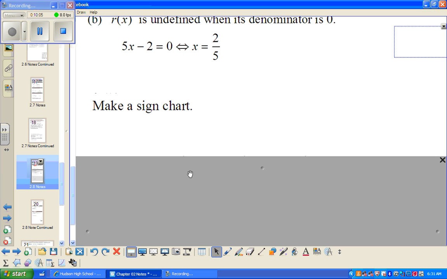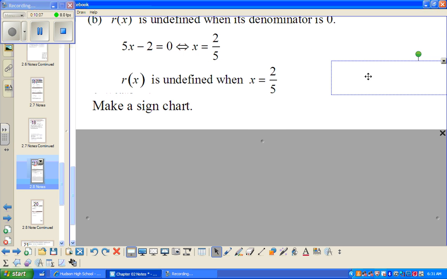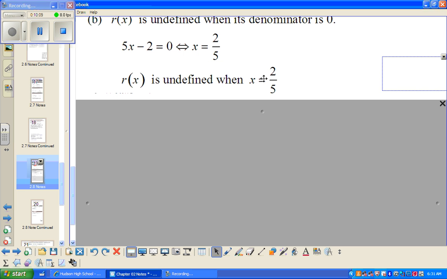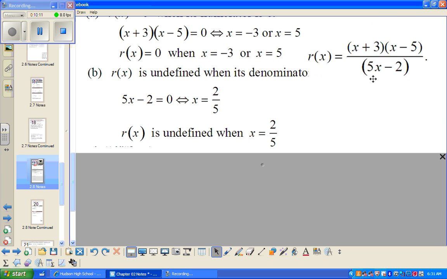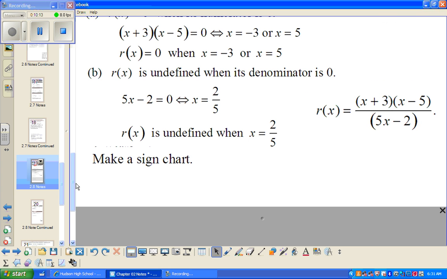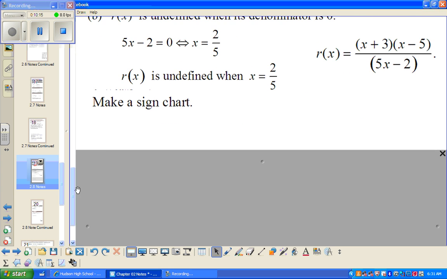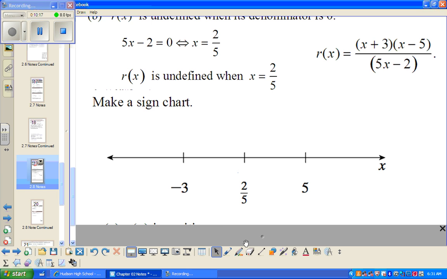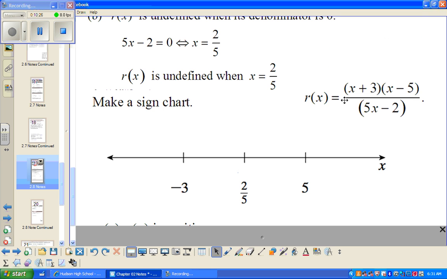Well, I'd like you to make your sign chart again. So what are you going to include on your sign chart this time? The zeros, where it's 0 and where it's undefined. So again, you're going to use this function and make your sign chart accordingly.